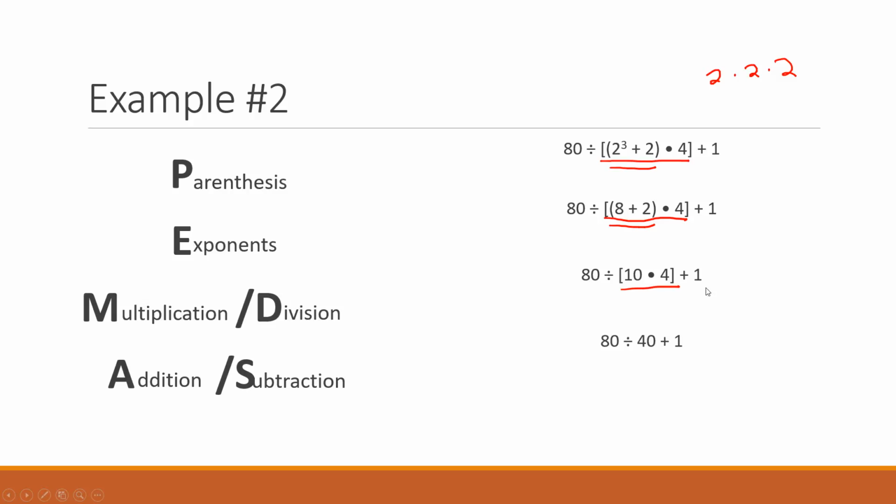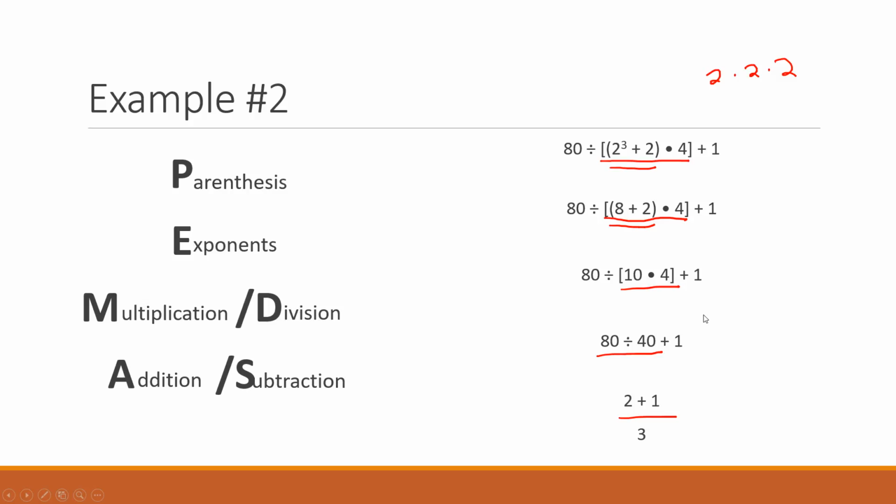Now from here, I see that we've got division and addition. So does division or addition come first? As we can see, division comes first, and 80 divided by 40 is going to be 2. And finally, 2 plus 1 is going to be 3. And that's pretty much it.